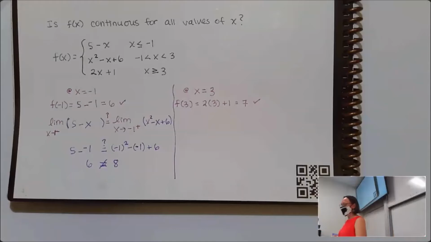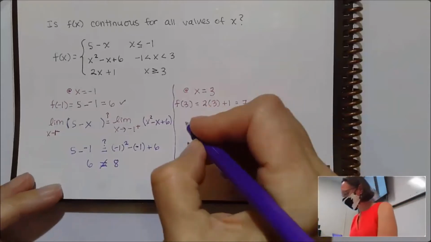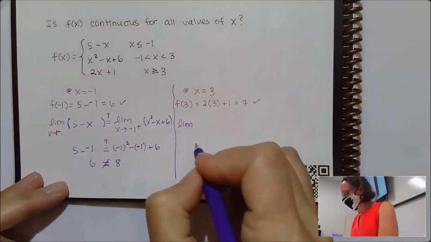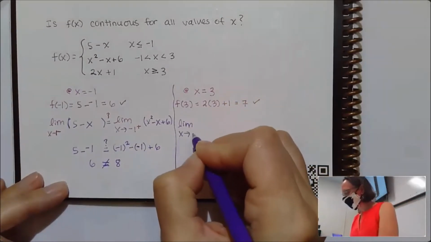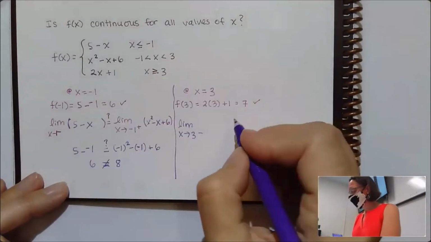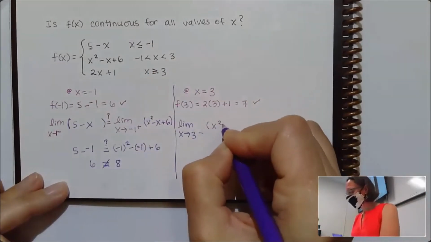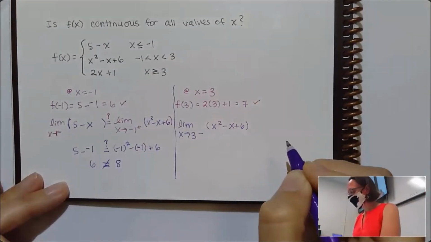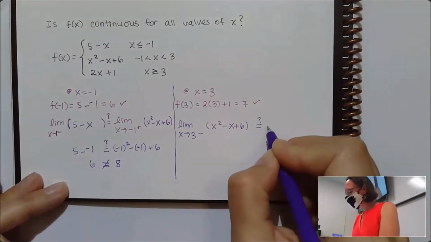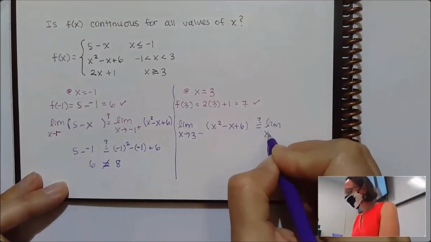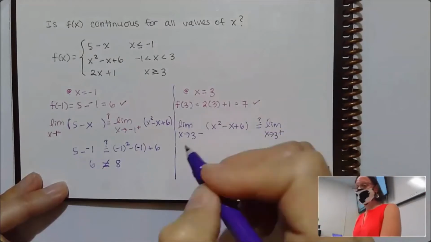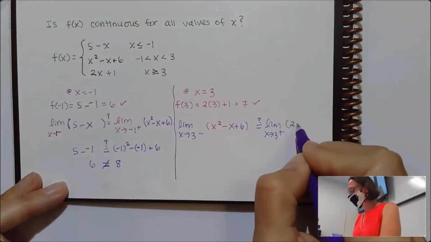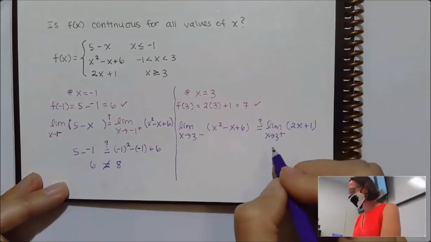What's the verdict? Is it continuous at 3? I see some head shaking of a no, and I agree. Just for completeness, if I look at the limit as x approaches 3 from the left, the function I would be looking at is the x squared minus x plus 6. And we'd be checking, is that the same as the limit as x approaches 3 from the right? And on the right-hand side of 3, we should be using that 2x plus 1.